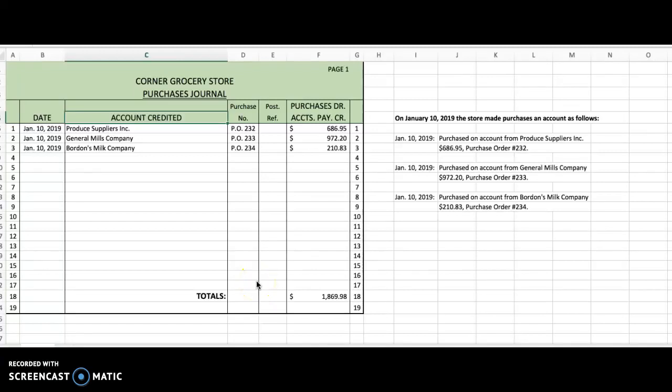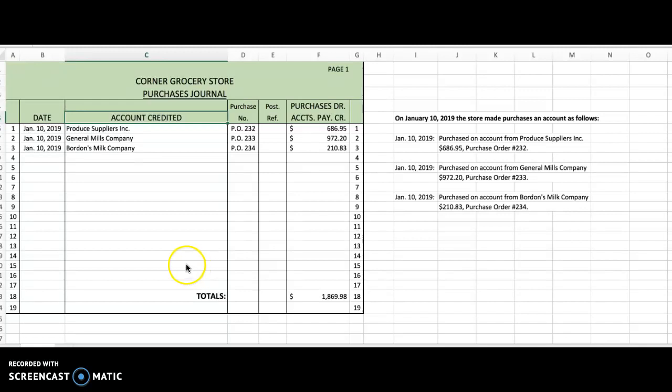Today we will look at another special journal. This one is called the Purchases Journal. And this is kind of the opposite of the sales journal we had in the last couple days. On your screen you see an example. This is the Purchases Journal for the corner grocery store, and some transactions have already been entered.